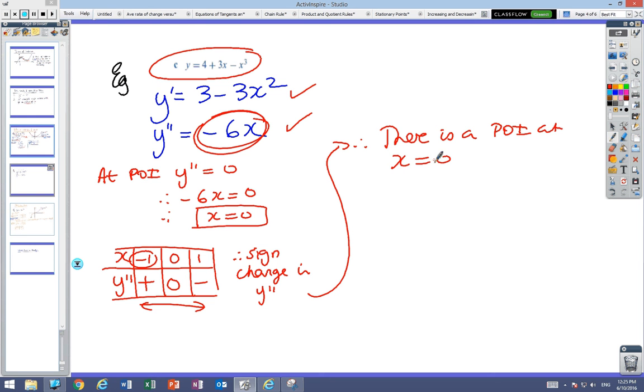Now once I've done that, I'll find the y value. So y equals 4 plus 3 times 0 minus 0 cubed equals 4. So the POI is (0, 4). Okay, so copy that and come across when you're ready.